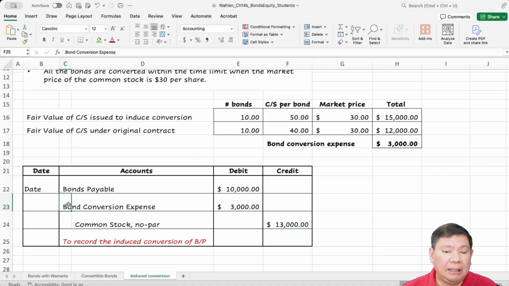So that's how we treat this additional expense for inducing the bondholders to convert their bonds, that we call the bond conversion expense.